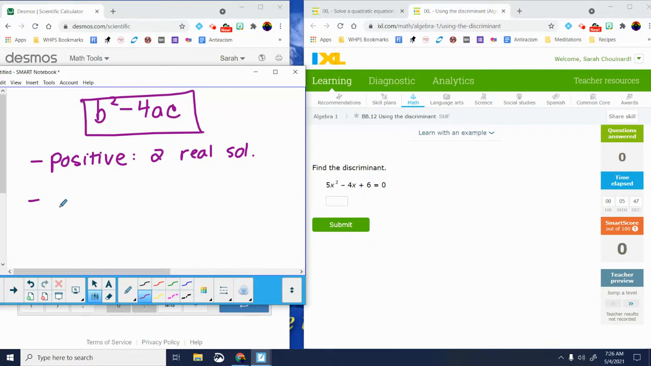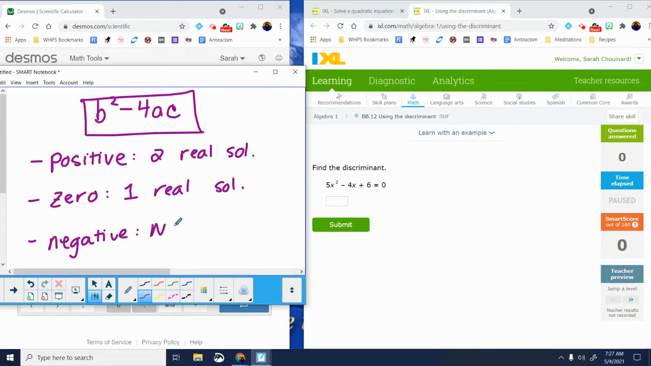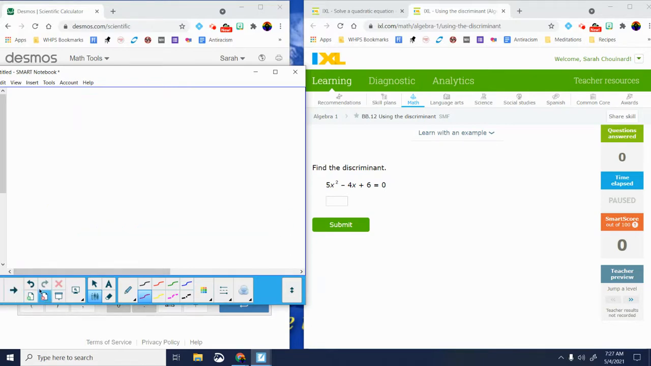If I plug in b, a, and c, and I get 0, that's going to tell me there's only one real solution. And if I get out a negative number, that's going to tell me that there are no real solutions, because essentially these are the numbers I'll be square rooting. So if I square root a positive, that gives me plus or minus. If I square root 0, that gives me only one answer. And if I square root a negative, that gives me no real answers.